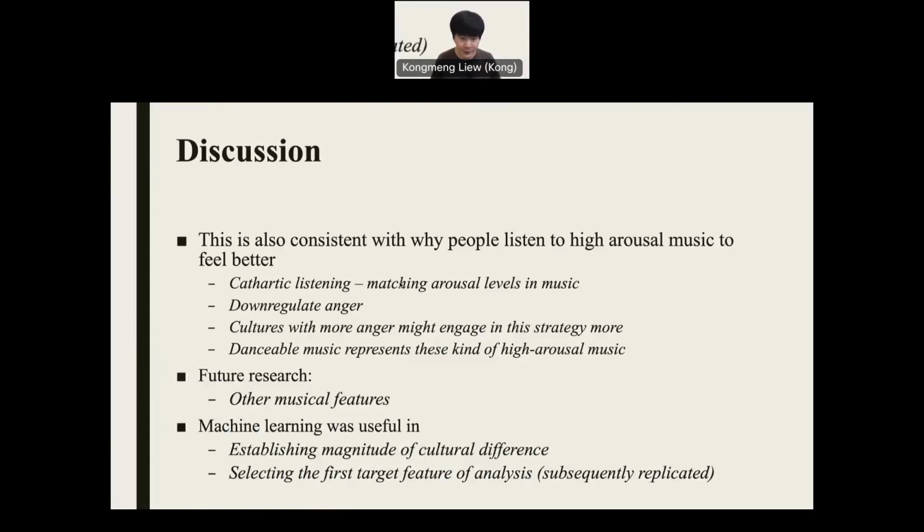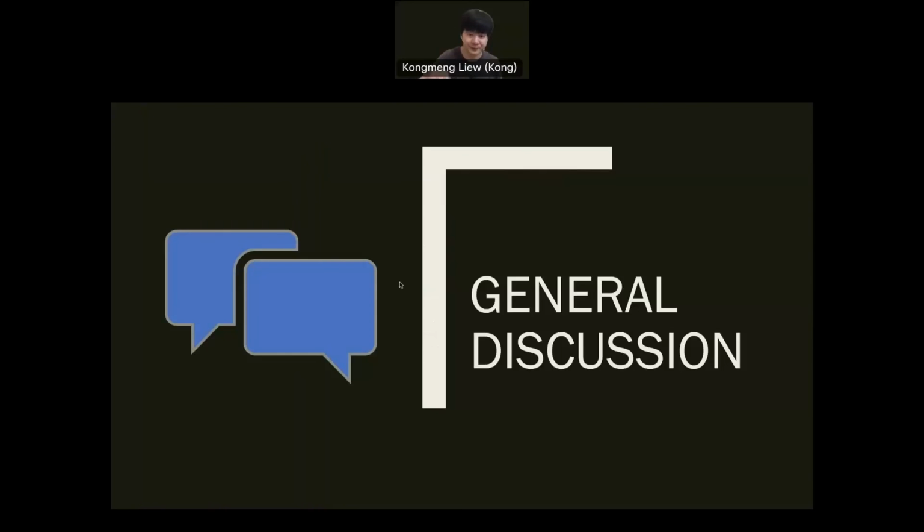So here we found that machine learning was useful in establishing the magnitude of cultural difference, because in the first study you can see, with a moderate score of 0.075 accuracy, is a pretty decent amount of difference between US and Japan. And then using our feature selection process by looking at RVIs and PDPs, we were able to identify danceability as a major feature of cultural differences. And this was consistently replicated across the 4 studies of this data set.